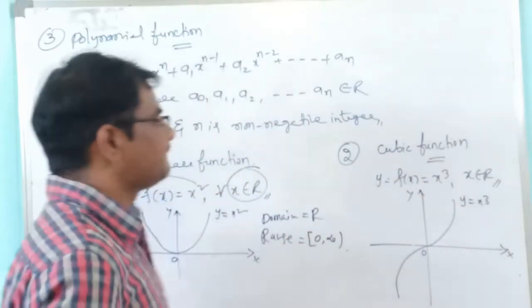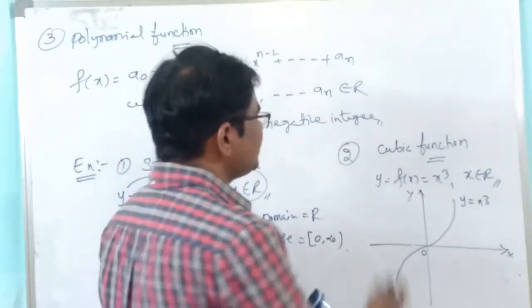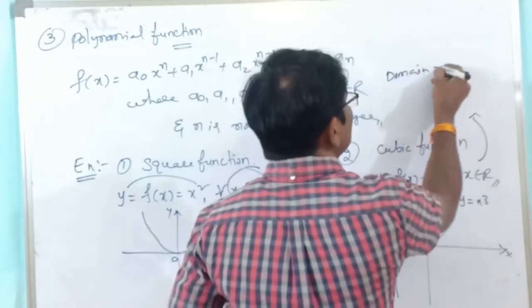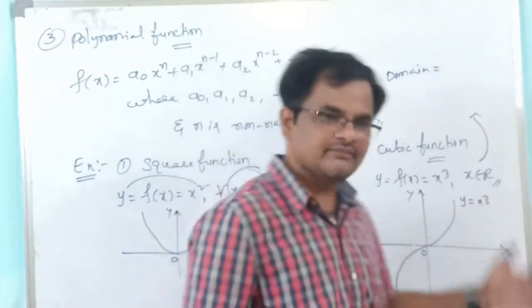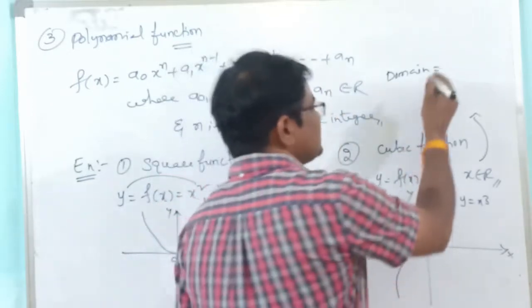Okay. Now, what is the domain and range of this function? So for this function, domain is the existence of x values. So for this function, what are the existence of x values?